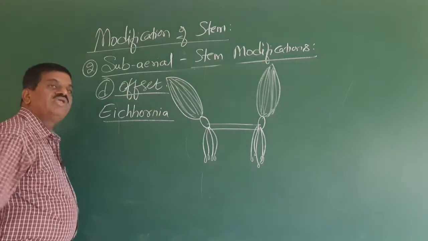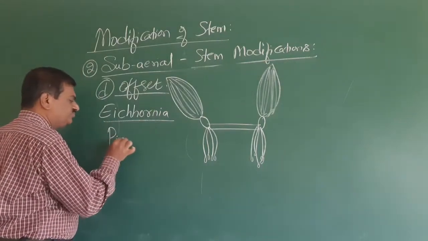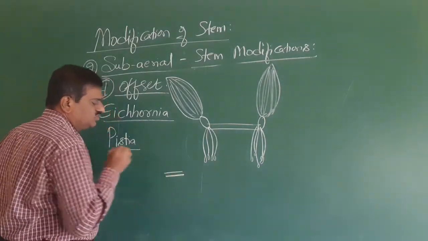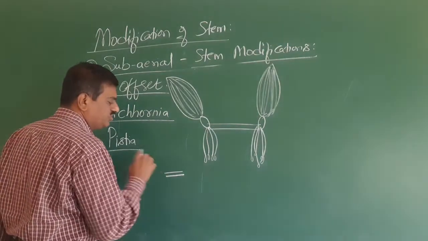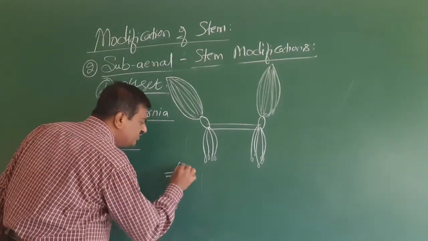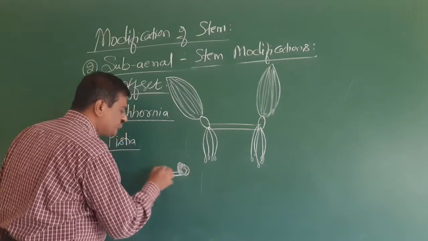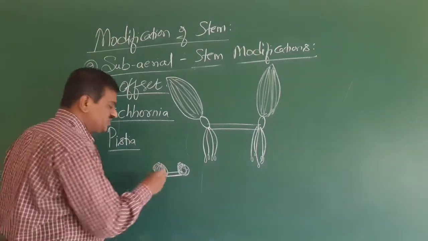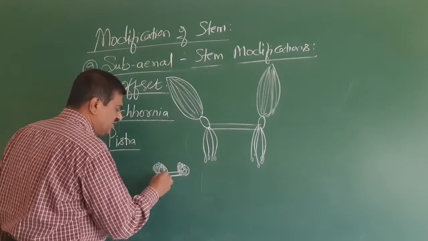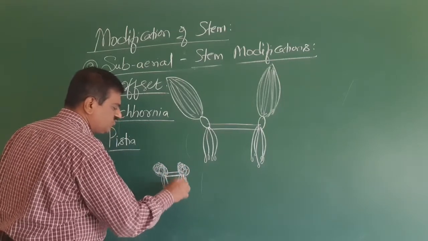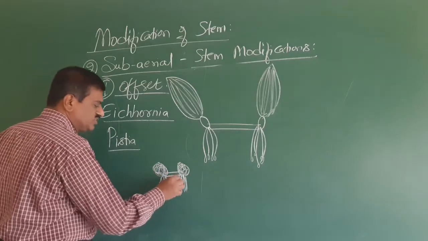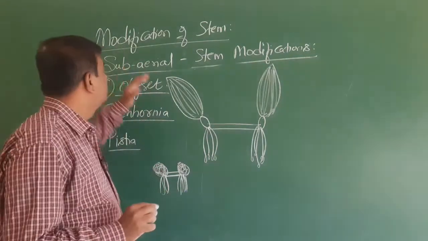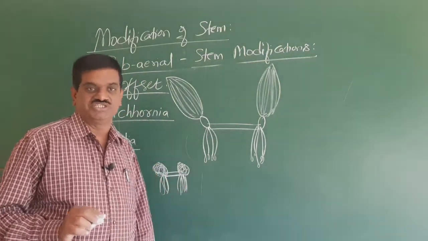And one more plant by name Pistia. In a Pistia also, you can see there is a presence of offset. A small stem is present horizontal to the water surface, and here there are rosette leaves. The leaves are coiled like rose petals. Here there are roots with root pockets, and this also helps in buoyancy. So this is about the subaerial stem modifications.